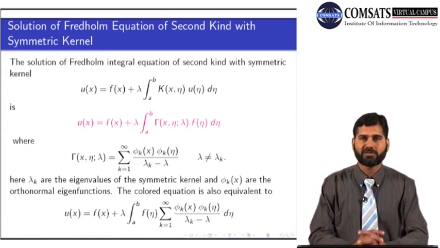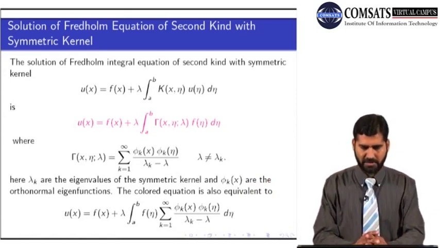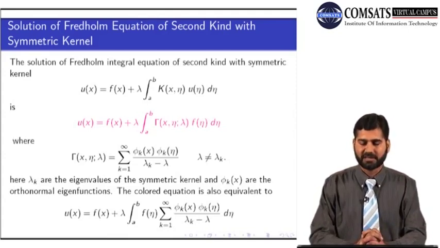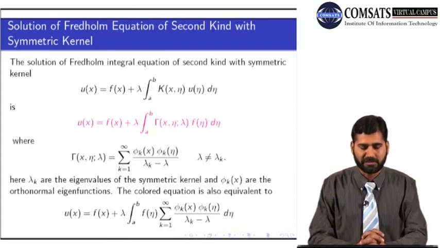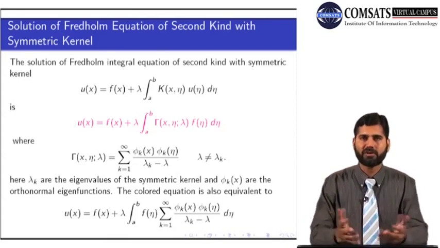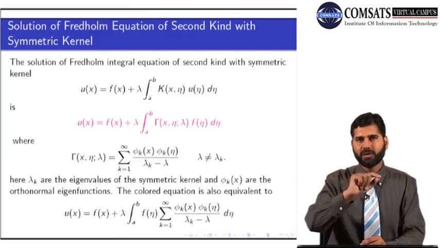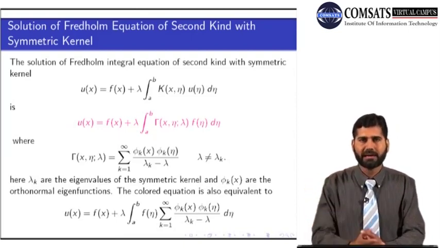Alright, so this will not be your solution. So you need to keep this in mind. Here lambda k are the eigenvalues of the symmetric kernel and phi k of x are the orthonormal eigenfunctions. Orthonormal, we have normalized them, right? U and f(x) are orthogonal functions. We divided by the norm to make them orthonormal. So these are the orthonormal.